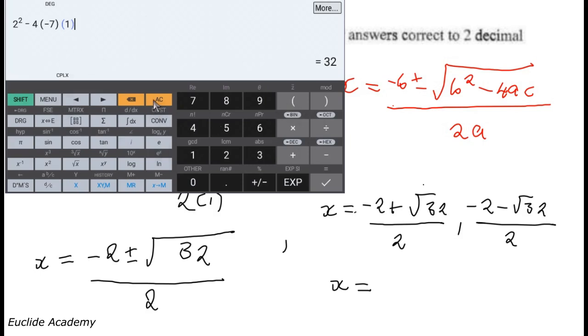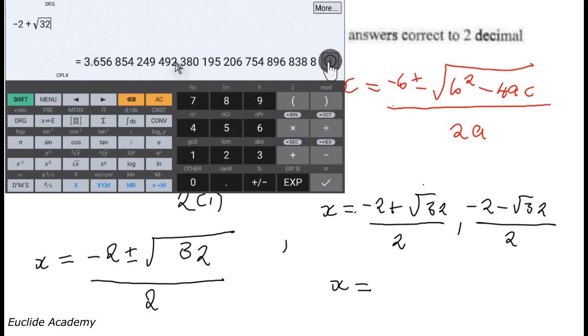So we say -2, so I'm going to clear everything on the calculator, and then we say -2 plus the square root of 32. Okay, so this is what we get. This is our answer, 3.65, with lots and lots of values here, probably an infinite number of values.